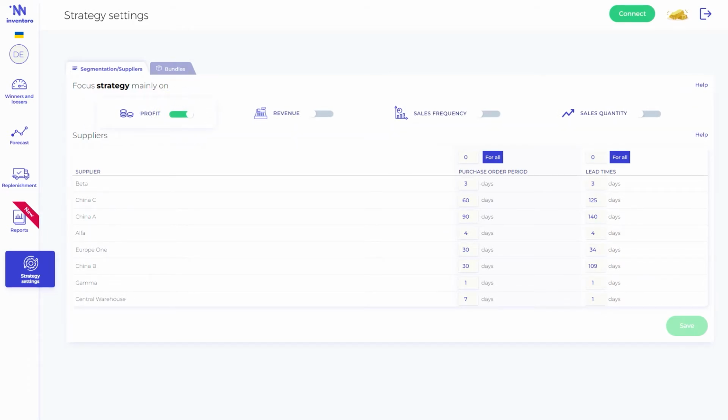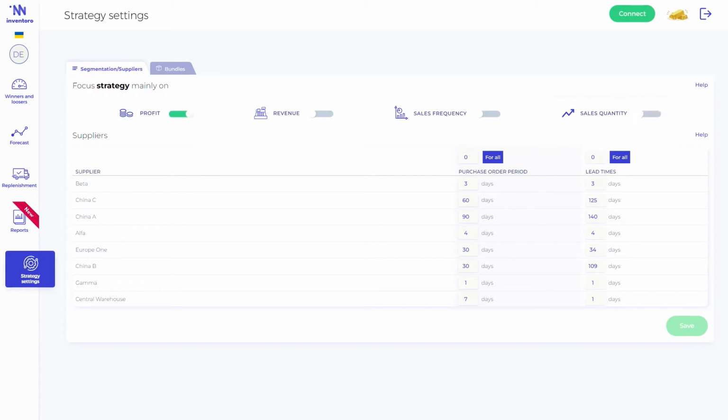Profits put your most profitable products as winners. Revenue sets products, which create the most of your revenue, as winners. Sales frequency turns most frequently sold products to winners. Sales quantity makes products that sell in the highest quantities as winners.